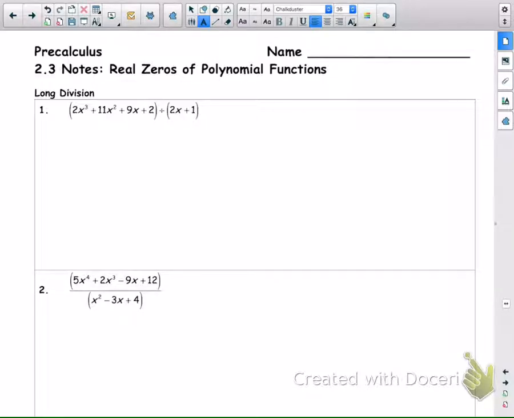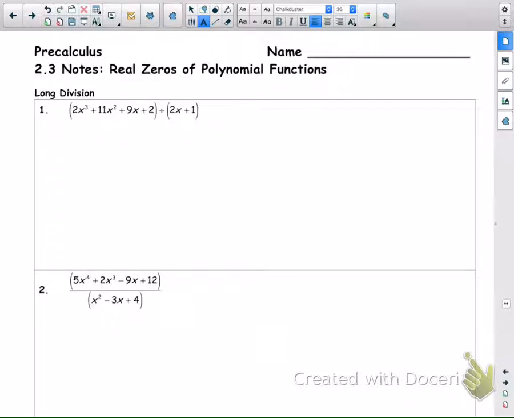All right, so like I said, division is another way that we use to factor polynomials. If we don't know how to factor something, like for example question 1 right there, if you had 2x cubed plus 11x squared plus 9x plus 2, you could try to put that in the box and factor. Wouldn't necessarily work. So it's another method we use to factor out stuff. We use it for several different reasons, but we'll talk about most of them today.